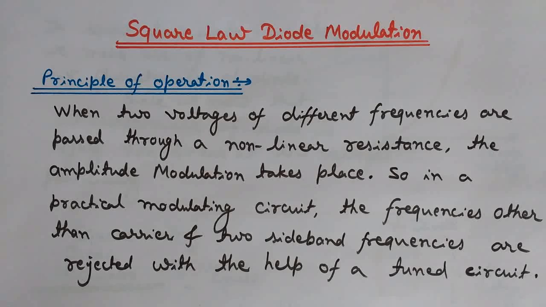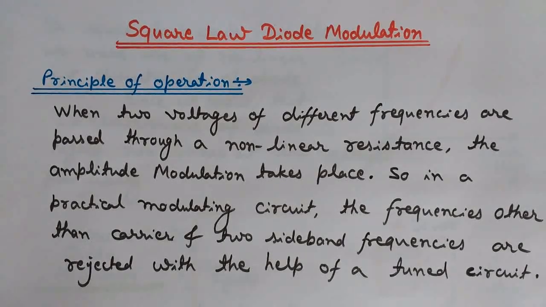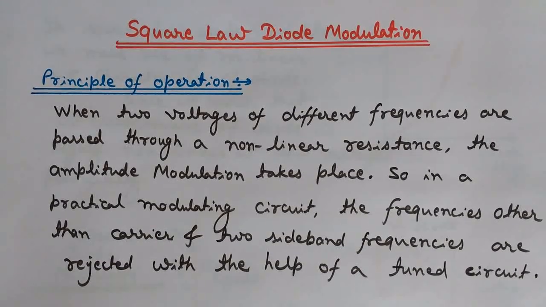So the basic principle is, whenever we have a device having nonlinear resistance like a diode and we apply two AC voltages having different frequencies, this is the condition, the frequencies of the voltages applied should be different, then amplitude modulation takes place, and in the output we get an amplitude modulated wave having the carrier wave and the upper sideband and lower sideband and other frequency terms also.